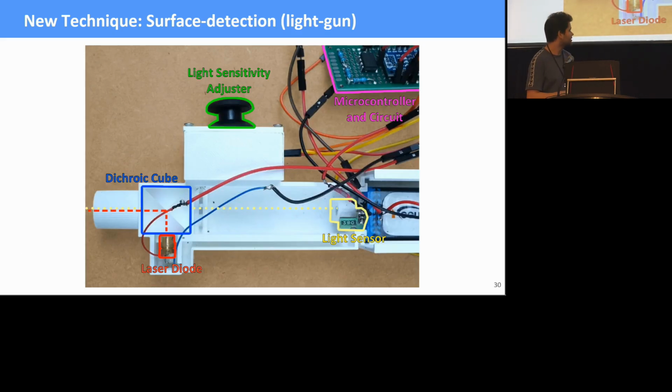This is how it worked. It had a light sensor that received light from the volumetric display. It was also connected to a laser diode and a dichroic cube, which projected a laser 90 degrees into the volumetric display. And you can also adjust the sensitivity of the light using a joystick.